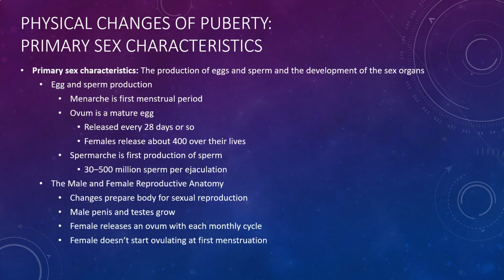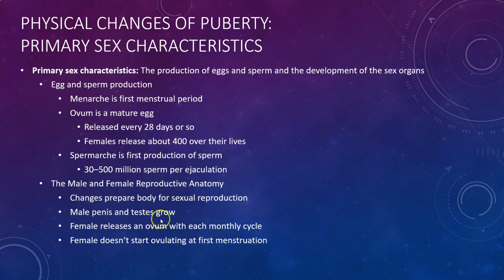All right, other changes, primary sex characteristics start to develop, and that's the production of eggs and sperm, the development of sex organs. So females get their first menstrual period, in which a mature egg or an ovum is released every 28 days or so. And spermarche is the first production of sperm in males. So during this time, male and female reproductive anatomy is changing, and the body is preparing for sexual reproduction.